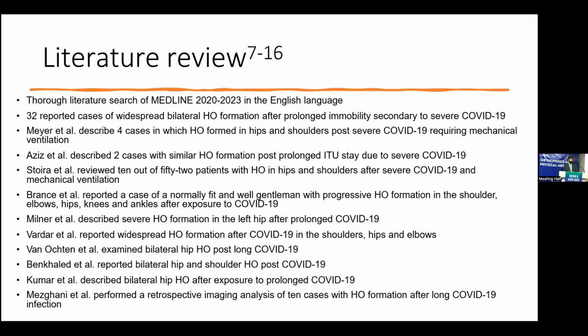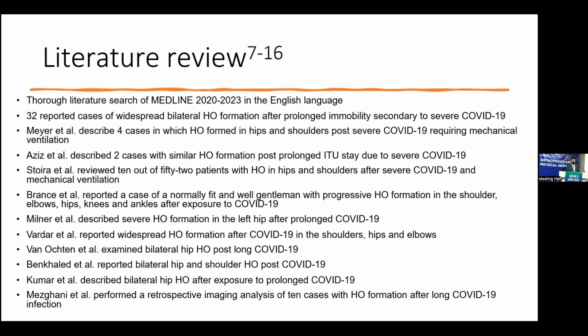A thorough search of Medline 2020 to 2023 showed there are 32 reported cases of widespread bilateral HO formation after prolonged immobility secondary to severe COVID-19. Mara et al. describe 4 cases in which HO was in the hips and the shoulders. Aziz et al. describe 2 cases with similar HO formation. And the story goes on. There's 10 out of 52 patients after COVID-19.